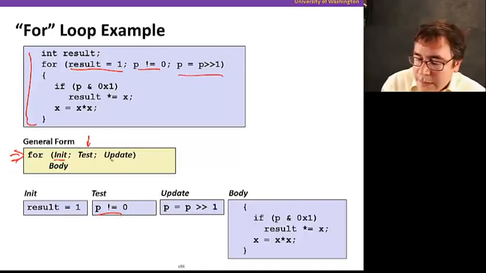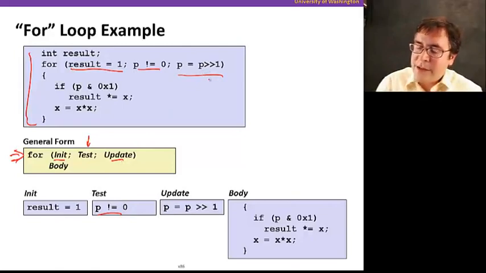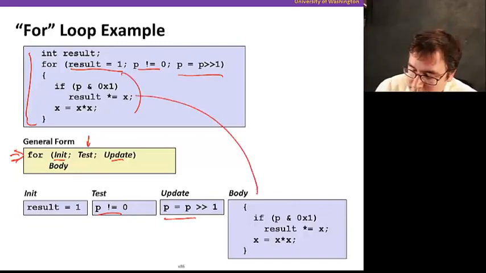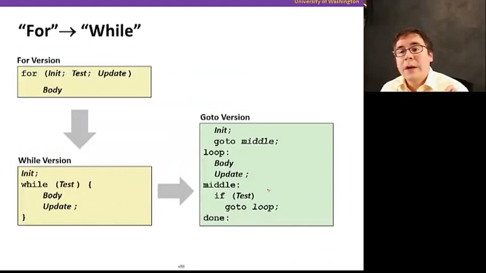And then there's the update part that happens at the end of the loop. Okay, so in our example, it's p equals p shifted right by 1. That's the update portion of our for loop. And then, obviously, this is the body of the loop. And one way to understand how for loops are translated is to translate them to while loops.